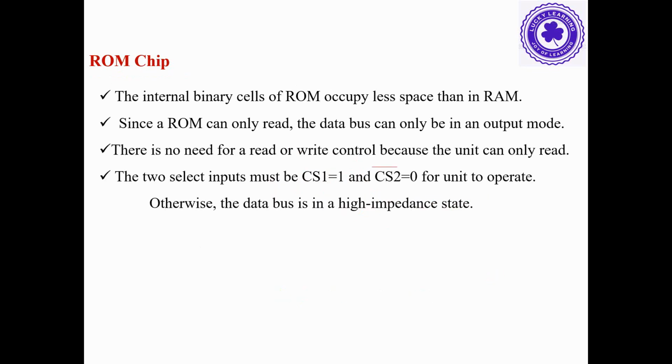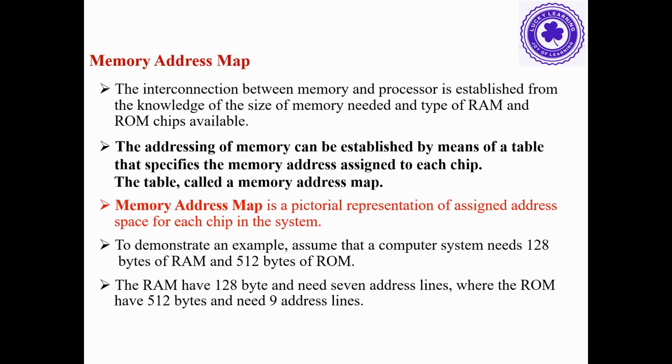This is a block diagram of a ROM chip. The internal binary cells of ROM occupy less space than RAM. Since a ROM can only read, the data bus can only be in output mode. There is no need for a read or write control because the unit can only read. The two select inputs must be CS1 equal to 1, CS2 complement equal to 0 for the unit to operate. Otherwise, the data bus is in a high impedance state.